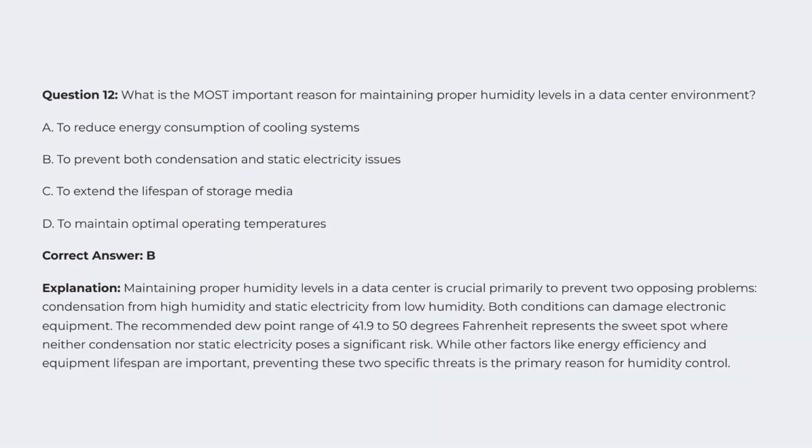Correct answer, B. Explanation: maintaining proper humidity levels in a data center is crucial primarily to prevent two opposing problems: condensation from high humidity and static electricity from low humidity. Both conditions can damage electronic equipment. The recommended dew point range of 41.9 to 50 degrees Fahrenheit represents the sweet spot where neither condensation nor static electricity poses a significant risk. While other factors like energy efficiency and equipment lifespan are important, preventing these two specific threats is the primary reason for humidity control.